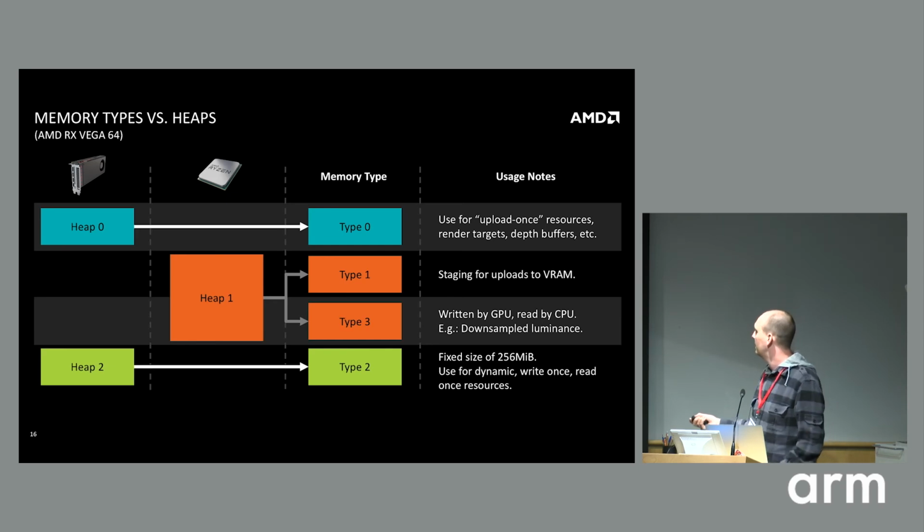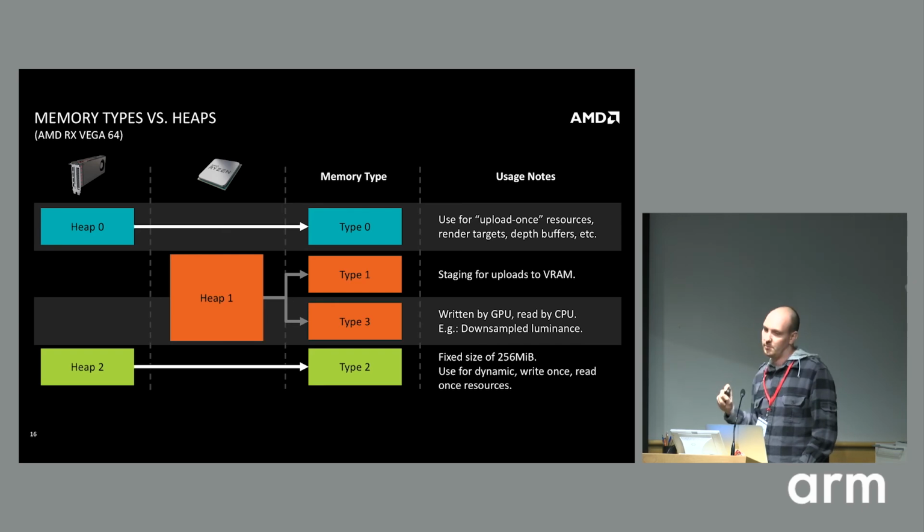So type 0, heap 0, this is our super fast GPU read and write, no CPU access. This is your bread and butter, this is your render targets, this is your depth buffers, this is your static textures, your vertex buffers. This is where you need all that stuff. As we heard in the previous talk, if you end up putting render targets in there, that isn't going to be particularly good for you. So you really want to make sure that all the sort of mission critical stuff is in here, really.